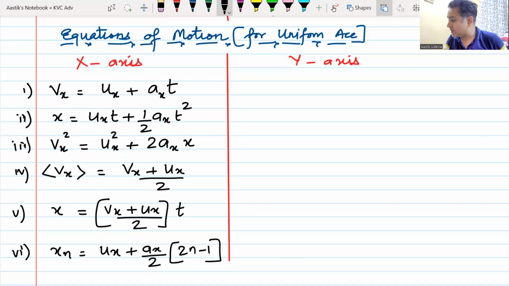Now, this is the equation that I have written for the x-axis. Can you now write the equations for the y-axis on your own? Raise hands, it will give me more confidence. I'll give you 2 minutes to do it.